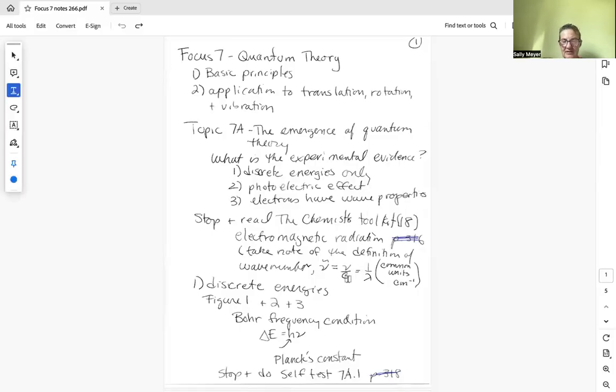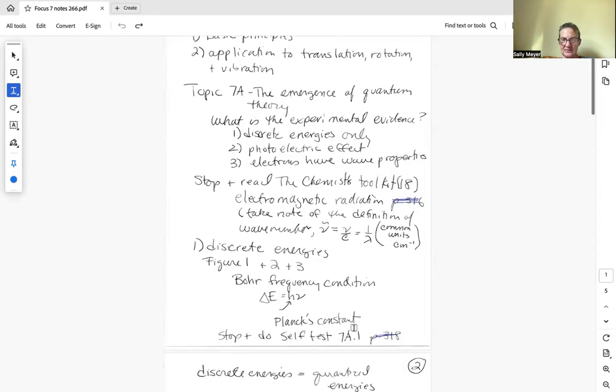Okay, so the Bohr frequency condition, that the difference in energies of the electron is equal to h nu, and h nu is the energy of a photon of light. So take a little break and do self-test 7A.1. I also got rid of the page number because it's not the same in every book, but just stop and do that so you're confident you remember this idea of the Bohr frequency condition.